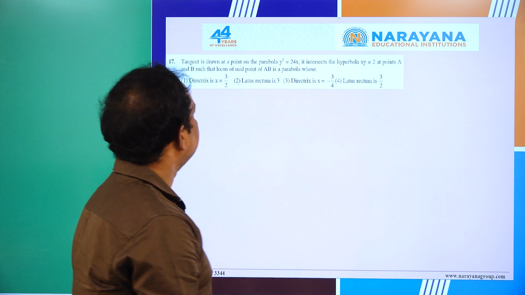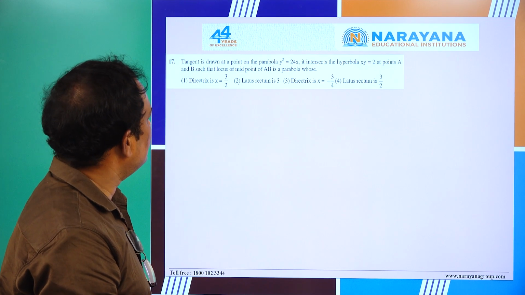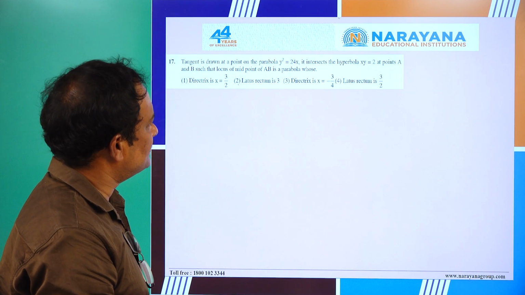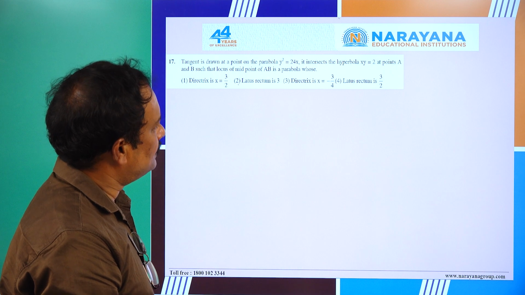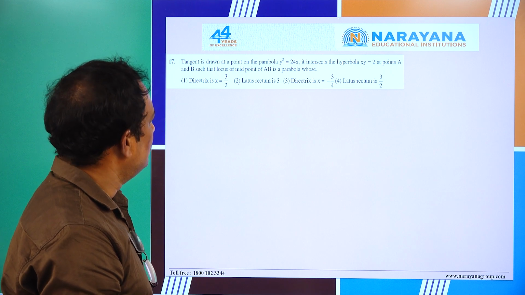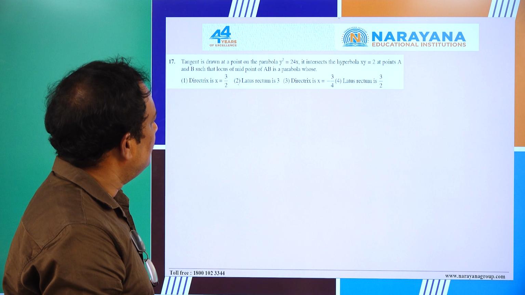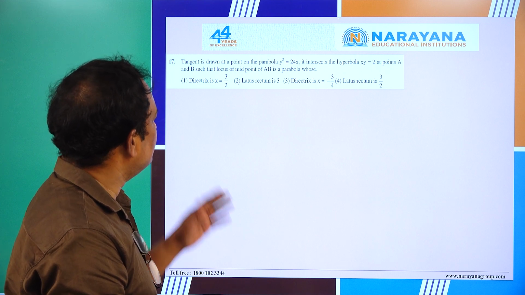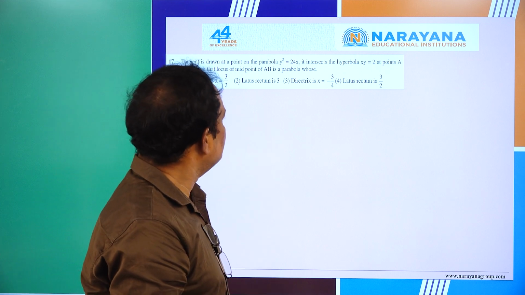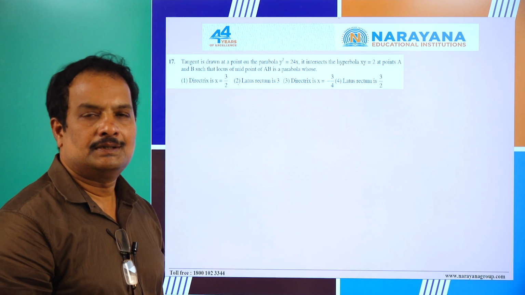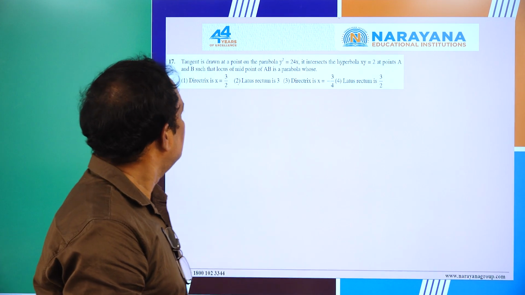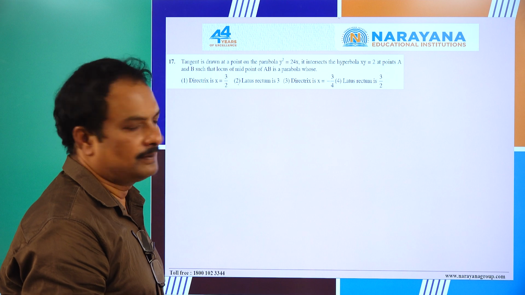So in this case, a tangent is drawn at a point on the parabola y square equal to 24x. It intersects the hyperbola xy equal to 2 at points A and B such that the locus of the midpoint of AB is a parabola whose directrix, latus rectum, these types of things were given. So let's find out first the tangent at a point on the parabola.